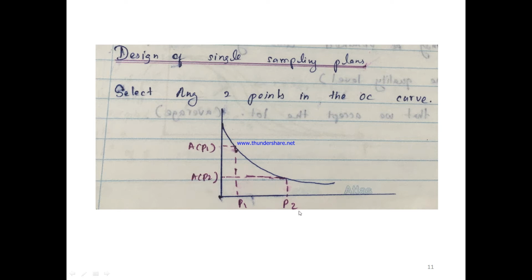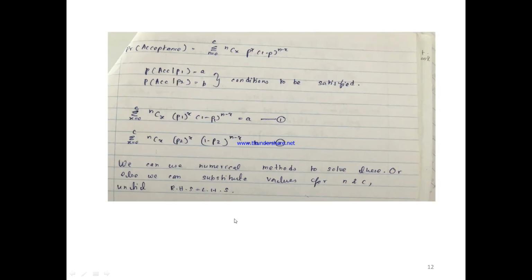Alright, so when you take these values, just imagine that when you draw this OC curve, you have used the binomial distribution, that is, it's a type B OC curve. In that case, if you want to calculate this accepting probability, and if your P1 value is known, you can use the binomial equation, that is nCx p to the power x (1 minus p) to the power n minus x. That is the binomial equation that we use to calculate the probability of acceptance.